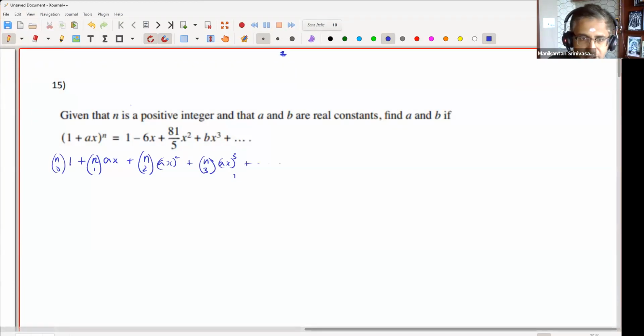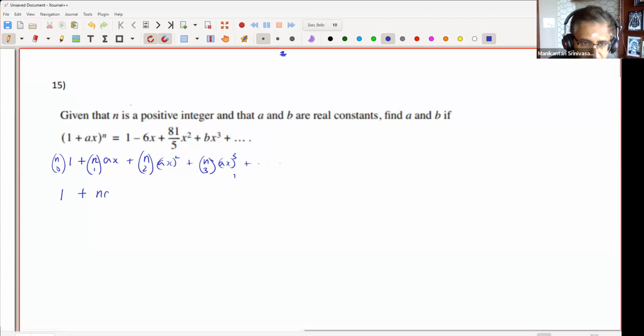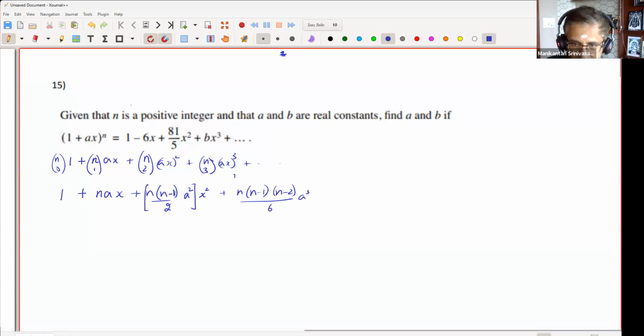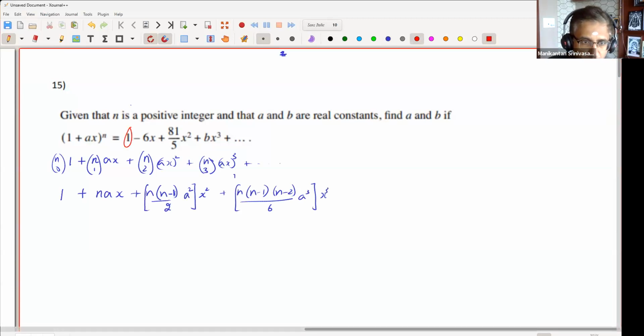Now, let's try to match up terms. So this is 1, and this is n times a times x, and this is n into n minus 1 by 2 times a squared x squared. So the coefficient is this guy. And then the last one, n into n minus 1 into n minus 2 by 3 factorial times a cubed. So this will be the coefficient for x cubed. Now we just have to match term by term. So the 1 matches with the 1.